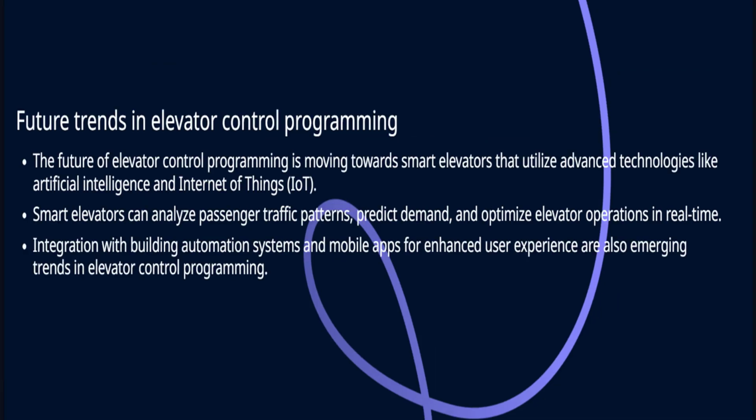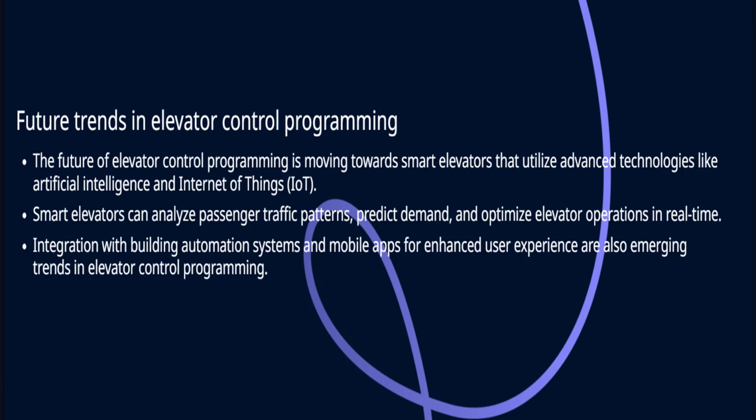Future trends in elevator control programming. The future of elevator control programming is exciting, with advancements in technology paving the way for smarter, more efficient systems. Smart elevators, powered by artificial intelligence, AI, and the Internet of Things, IoT. Smart elevators can learn and adapt based on passenger traffic patterns. This allows the system to predict high demand times and adjust operations accordingly, optimizing performance in real time.